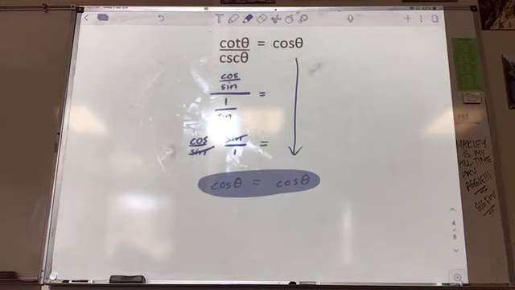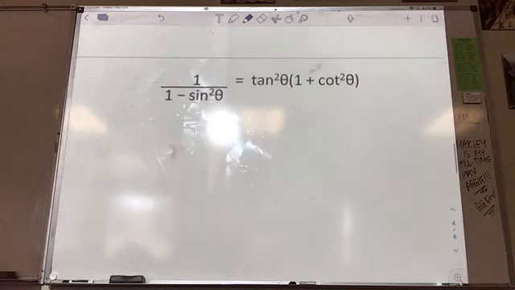So we turn that cotangent to cosine over sine because that's what we do. When there's no distributing or anything like that, we just change stuff to sines and cosines and hope for the best. Okay. And a lot of times it'll work itself out like that.